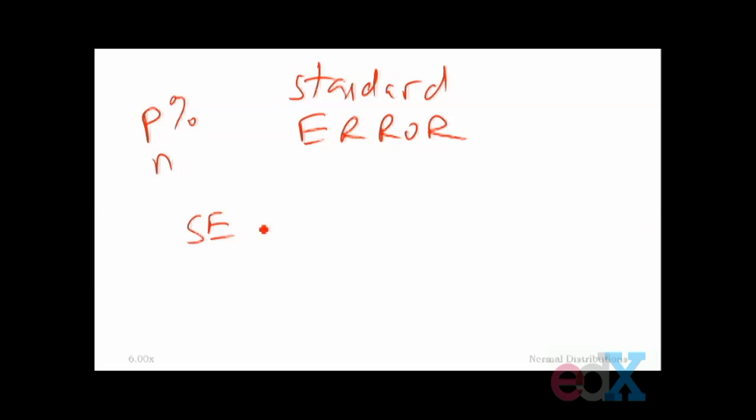So the standard error is defined by the following rather simple equation. p, the percentage sampled, times 100 minus p, so you can think of that as the percentage not sampled, divided by n, and then all of that to the half power, or the square root.